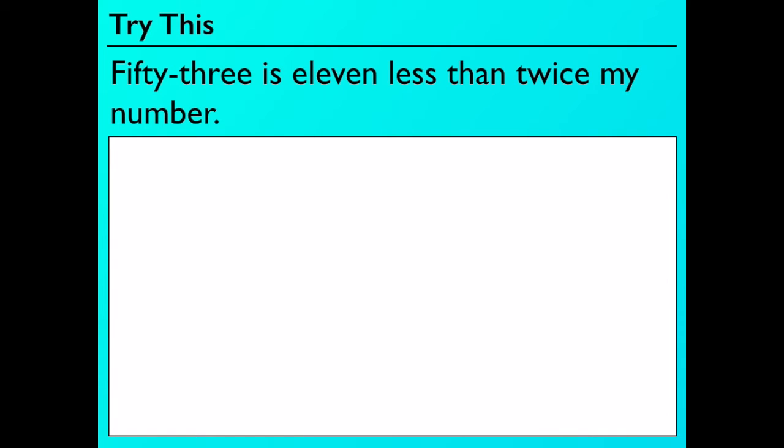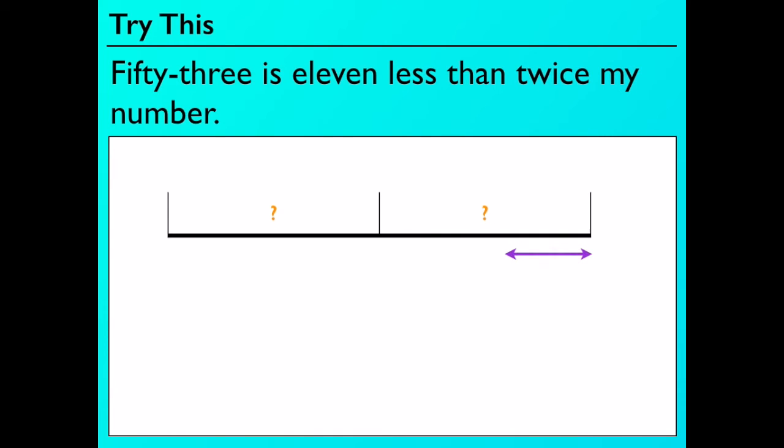53 is 11 less than twice my number. Okay, twice my number, we can model that. 53 is 11 less, so we can take off 11 from that. And then we know that the final is 53.